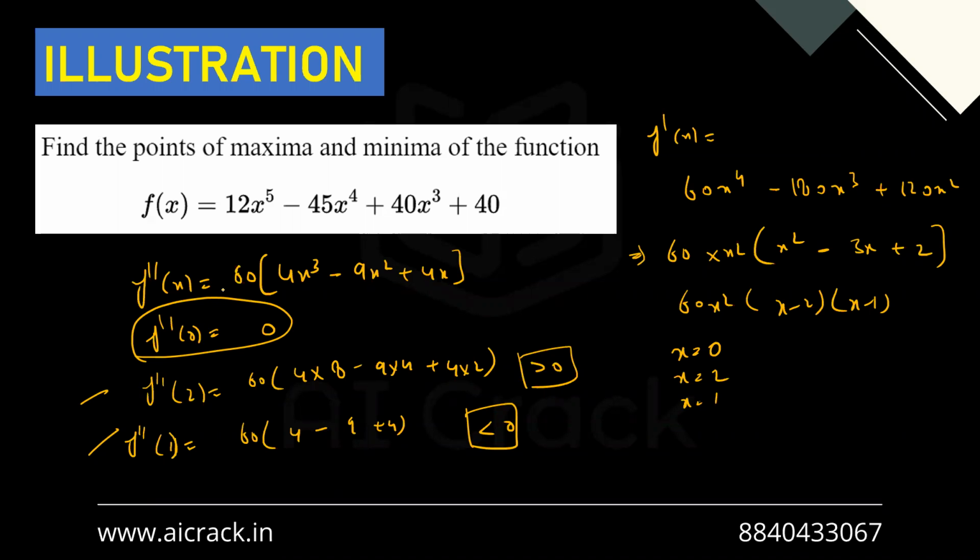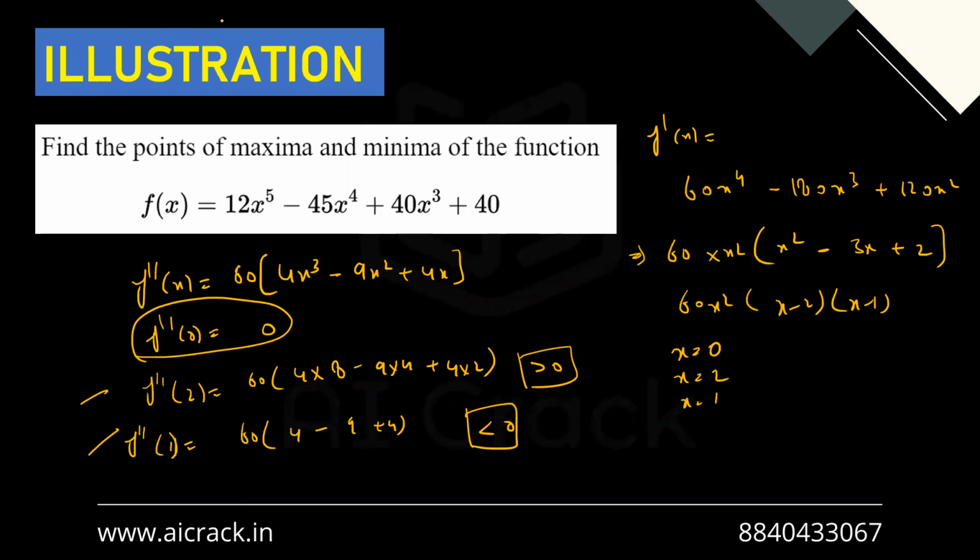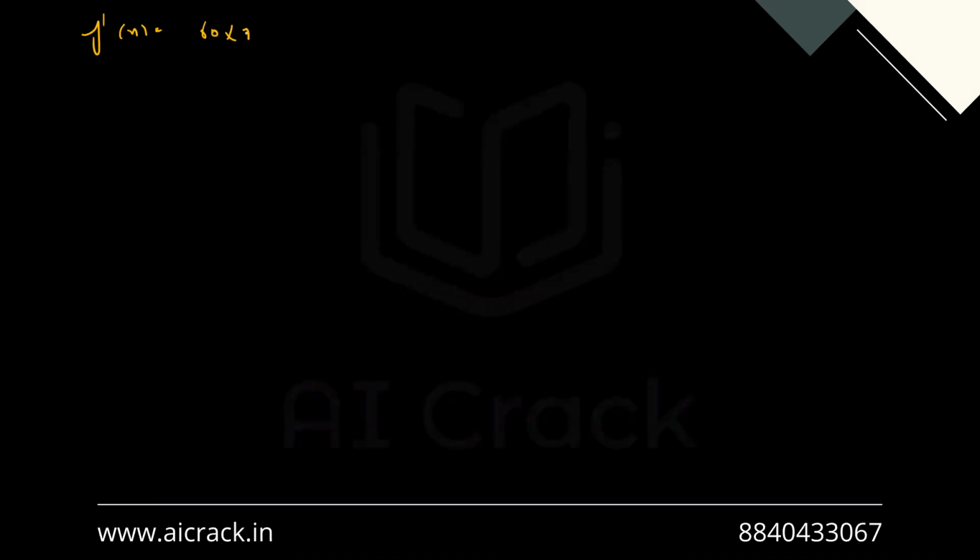Let's look at that one. So our f dash x was 60 into x square multiplied by x square minus 3x plus 2.